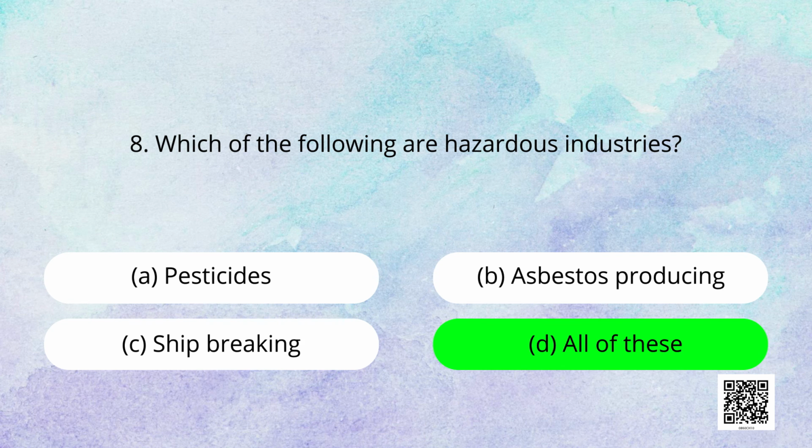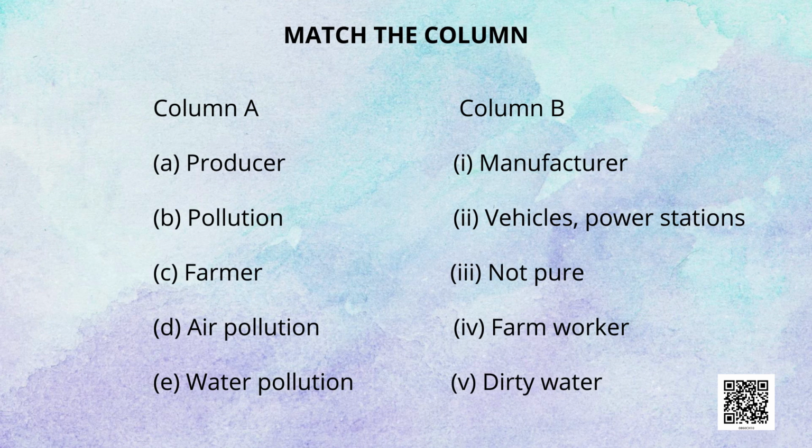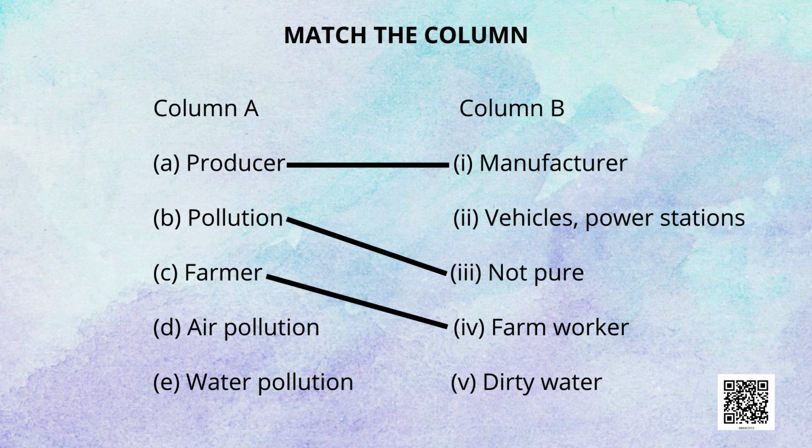Alright, on your screens you can see 2 sets of words in column A and column B. You have to match these columns. So, producer is a manufacturer. Pollution is something which is not pure. Farmer is a farm worker. Air pollution is vehicles, power stations. Water pollution is dirty water.